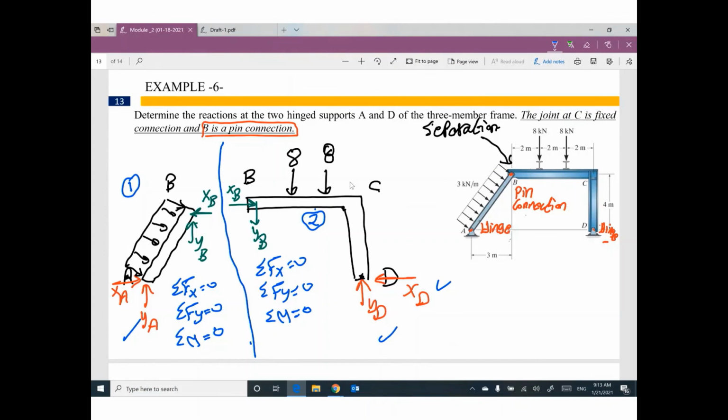One more thing. For this equivalent force, we will have one like this in the same direction as these arrows. How much? 3 times this length. What is the length of this member? We have 3, we have 4, so this length will be 5. 3 times 5 will be 15 kilonewton.